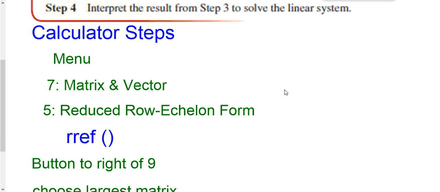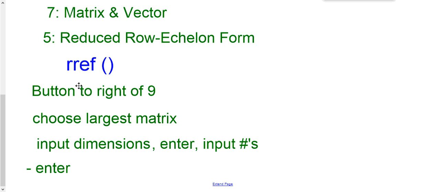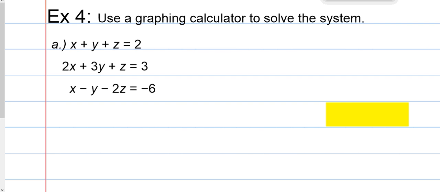So here are your calculator steps. First, you're going to go to a regular calculator screen where you're just going to do 3 times 2 or something like that. Go to Menu, 7, which is matrix and vector. 5, reduced row echelon form, and it's going to look like this on your screen. Click the button to the right of the 9 and choose the largest matrix, input your dimensions, press enter, input your numbers, and press enter again. So let's look at that right here. This is supposed to be example 3.